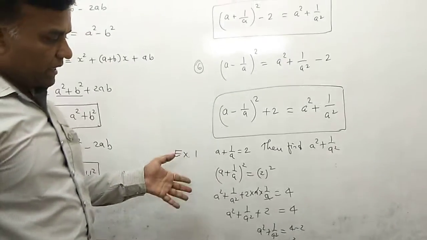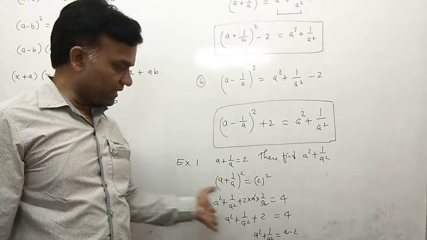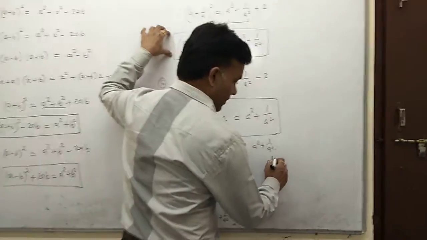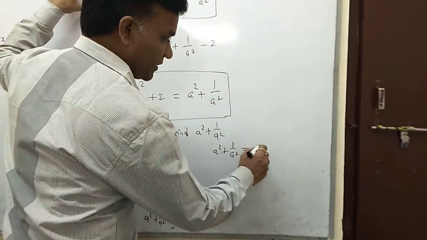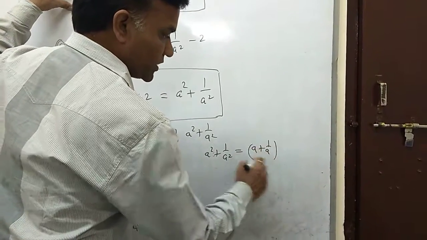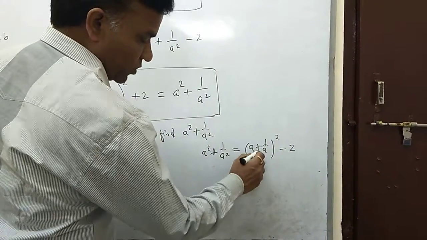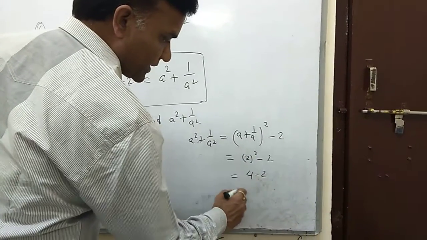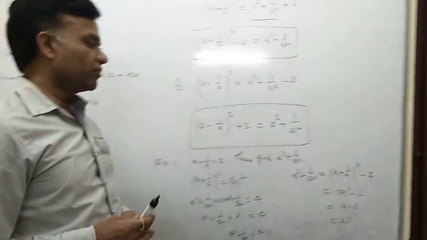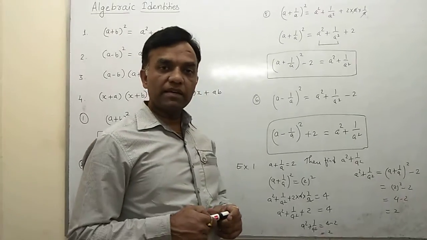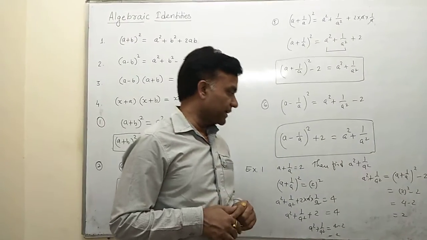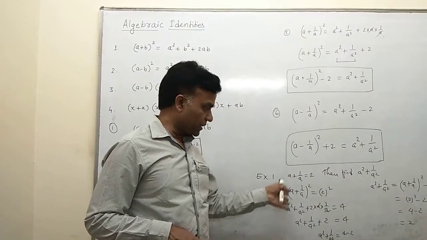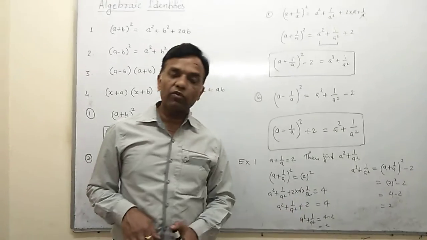Okay, so you use the concept of whole square and then you simplify. Otherwise, if you have learned the formula, then we directly write down a square plus 1 by a square. That is basically (a plus 1 by a) whole square minus 2. We know this value is 2, so 2 square minus 2, that is 4 minus 2, which is 2. Okay, so we got the value. If we know the identity, then the answer comes directly. But if you go by the manual process, you square on both sides, calculate the value, and you get the answer.